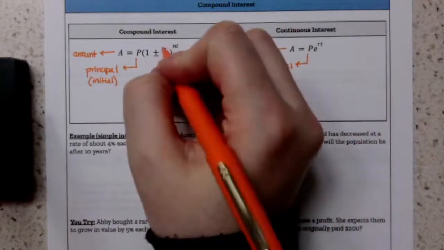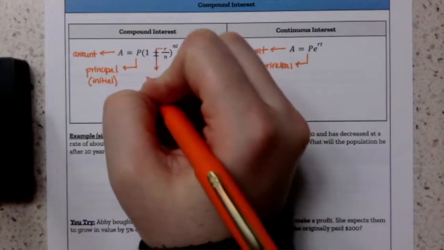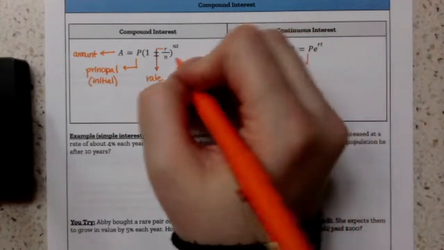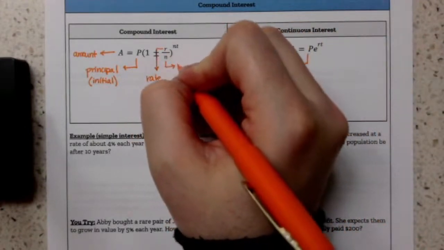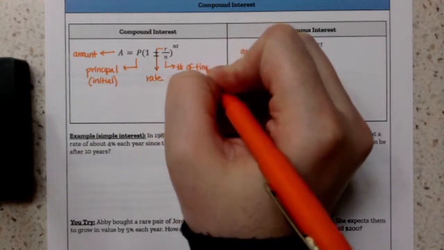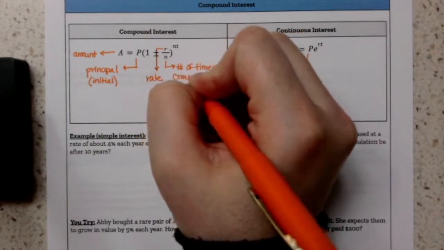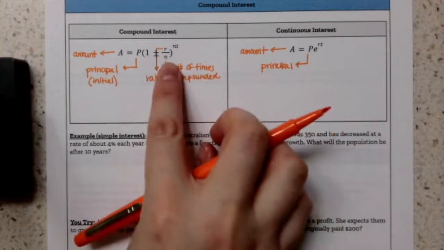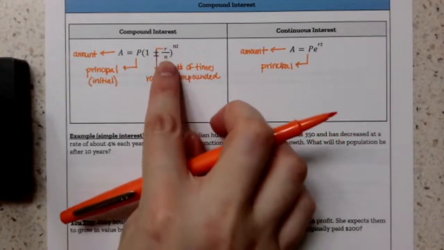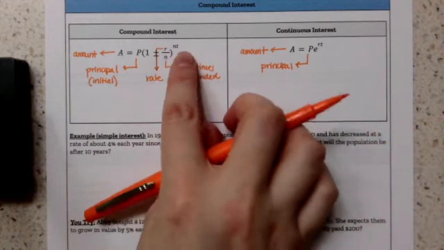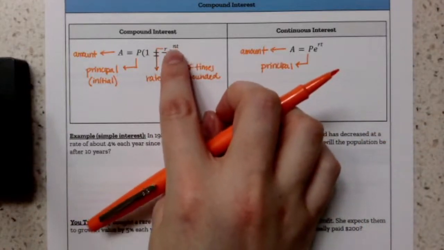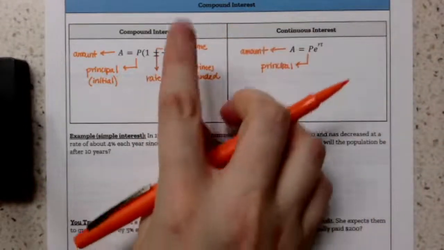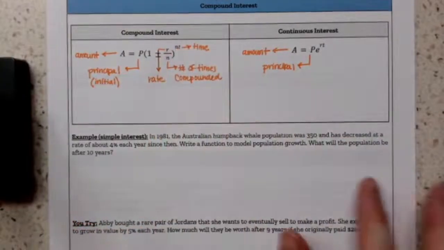And then R is our rate. So our interest rate, growth rate, and then N is the number of times compounded. So if it says it compounds twice a year, that number will be 2. You only really have to worry about that if it compounds more than once a year. Otherwise, you don't have to. And then N up here stands for the same thing, and T is time. So if it compounds twice a year over 10 years, you'd multiply those to get 20.